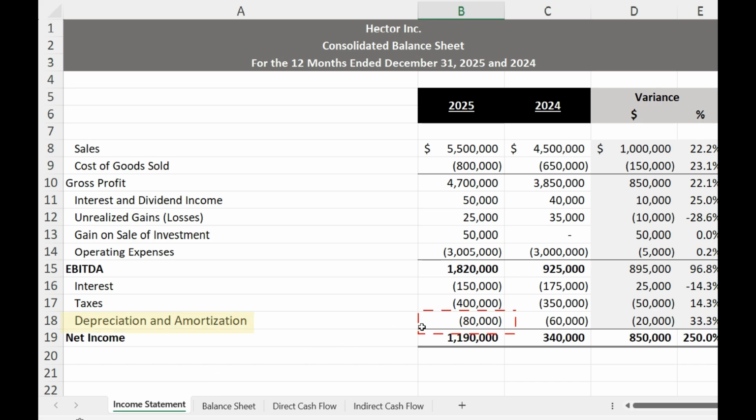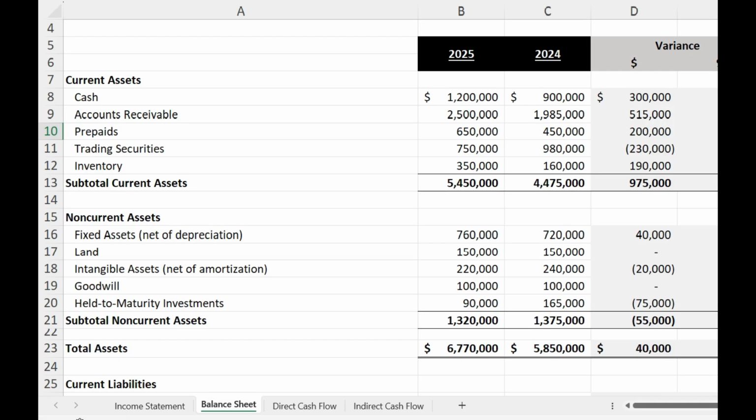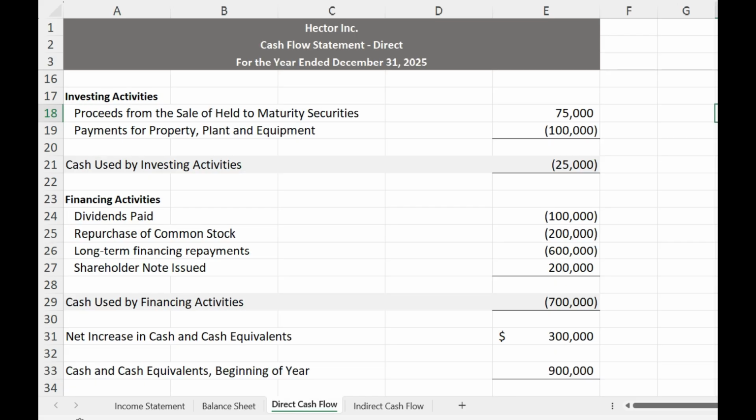So we're going to grab depreciation and amortization from the income statement, and then we're going to flip over to the balance sheet, and we're going to grab our net impact of intangible assets and fixed assets and add up all those pieces together. That'll give us our capital expenditures, how much cash we outlaid for additional property, plant, and equipment in 2025.